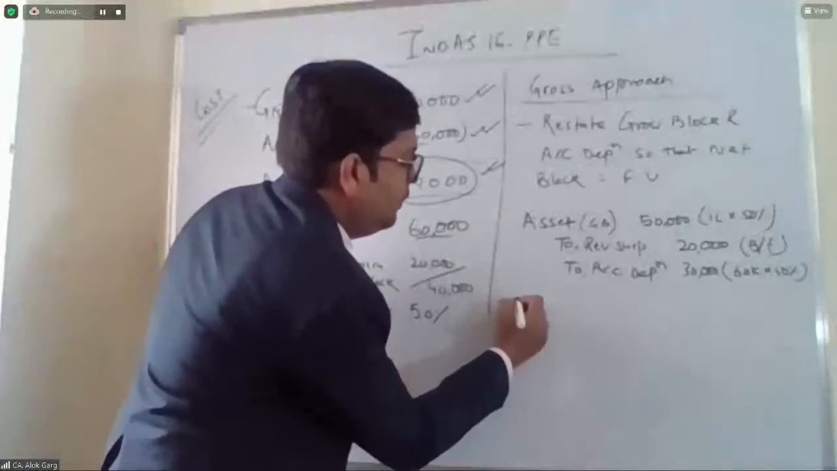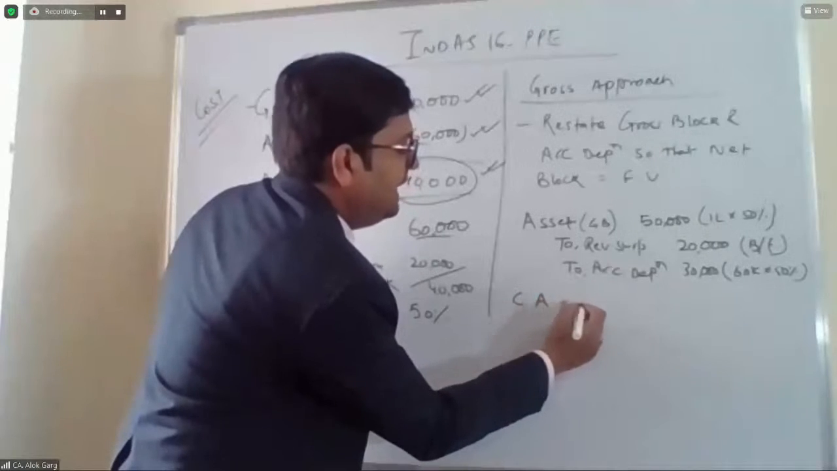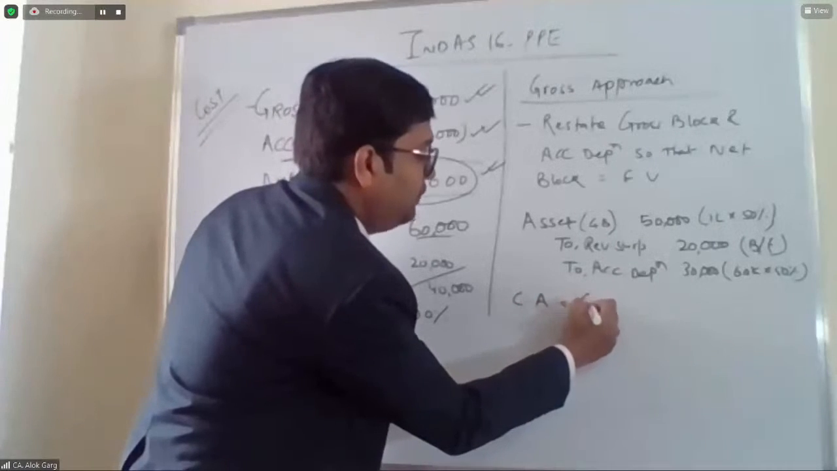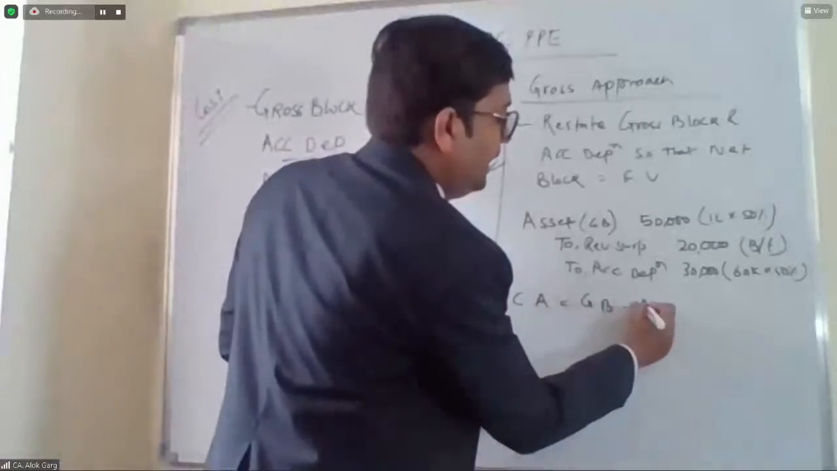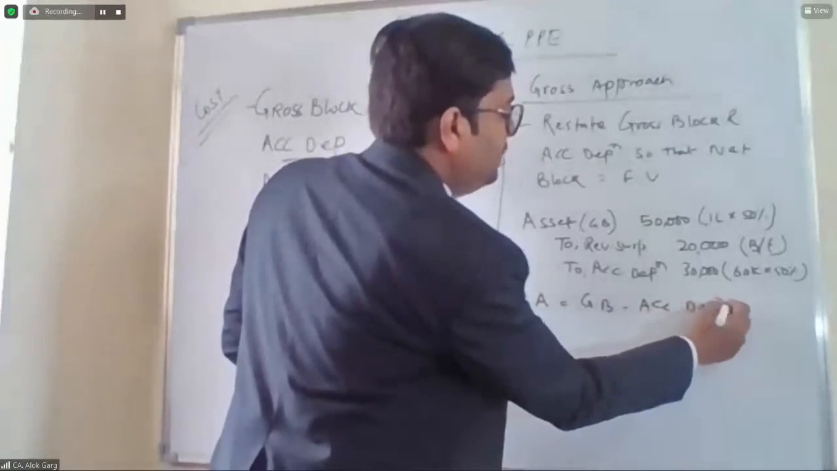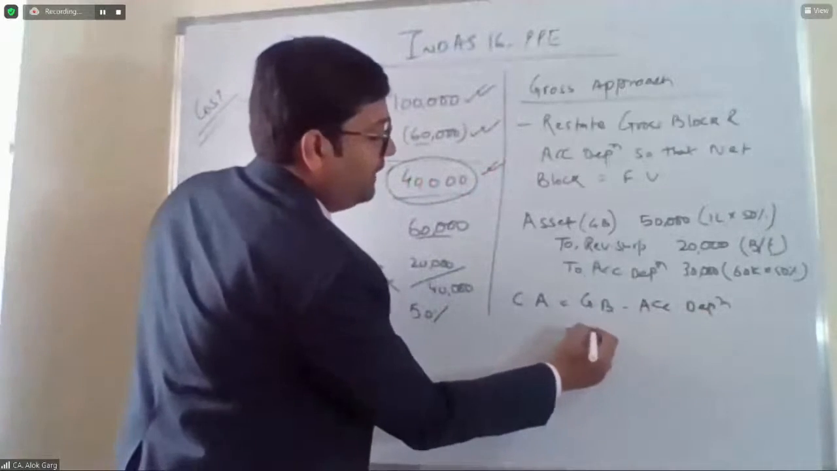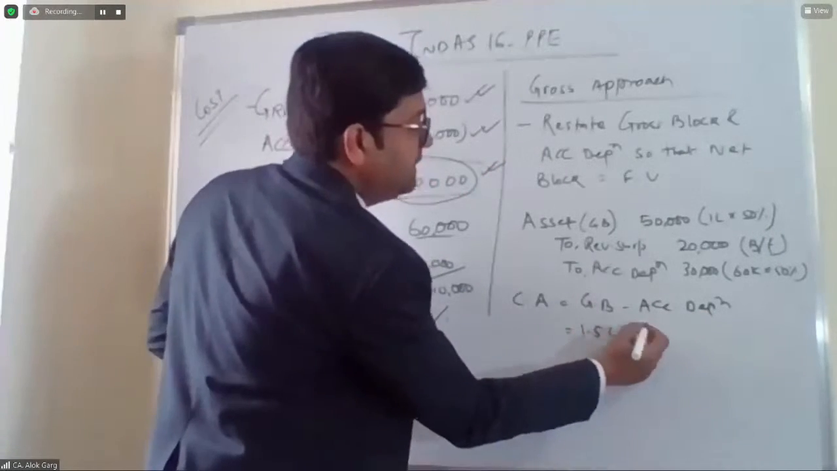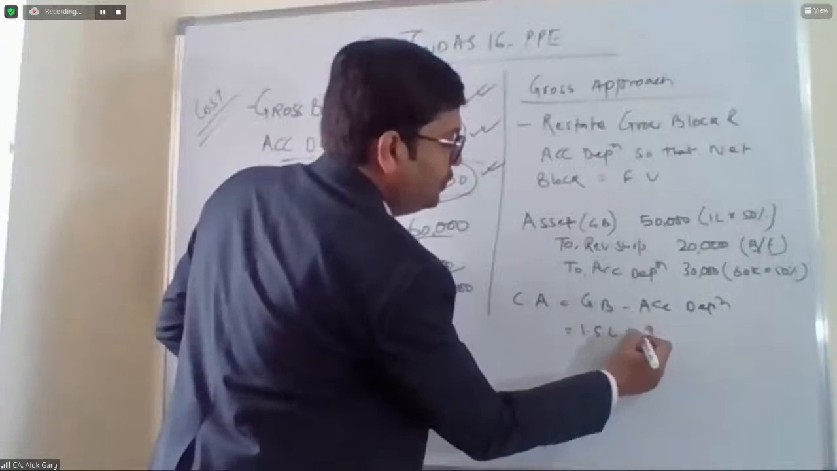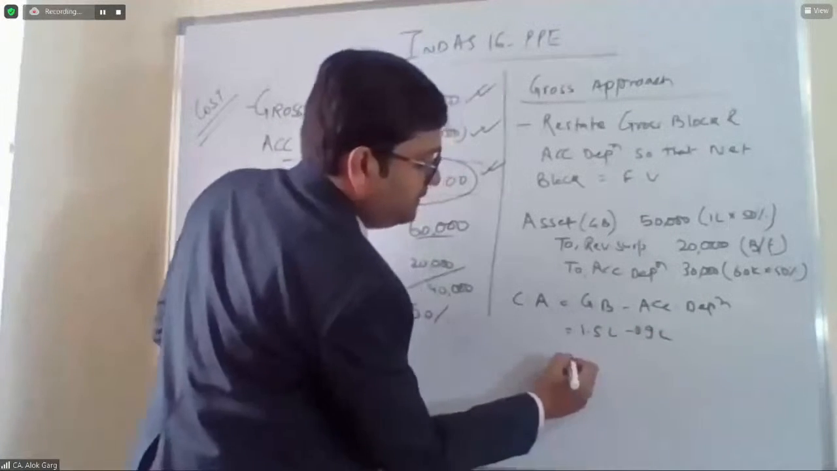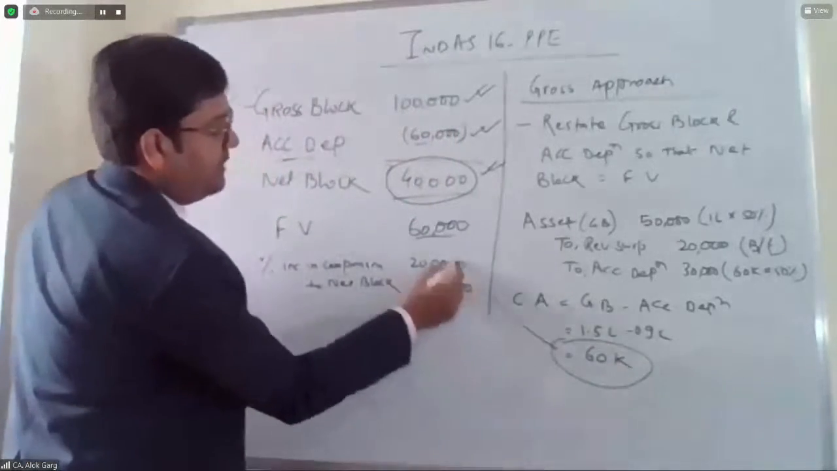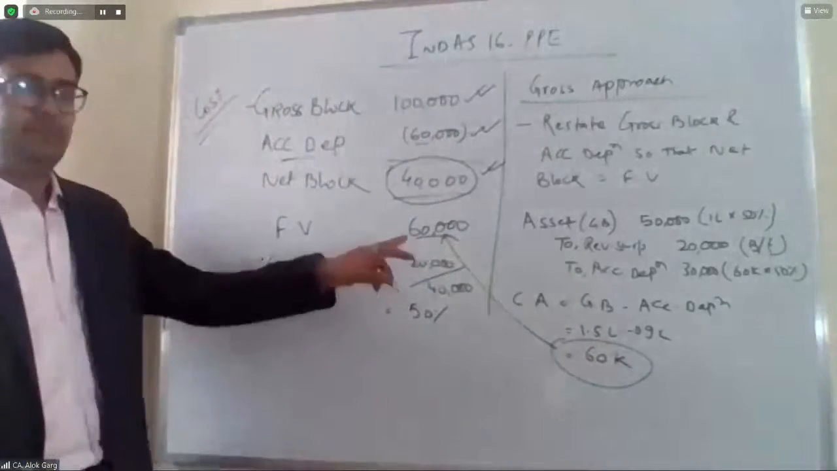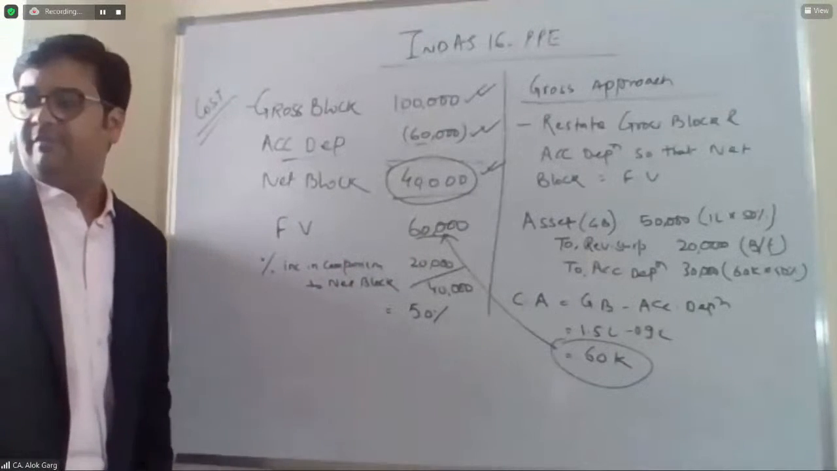So in this case, what is the carrying amount? Your carrying value is equal to gross block, or cost, minus accumulated depreciation. So the total gross block becomes 1.5 lakh minus 0.9 lakh, so this becomes 60,000. See, this was your fair value, 60,000.